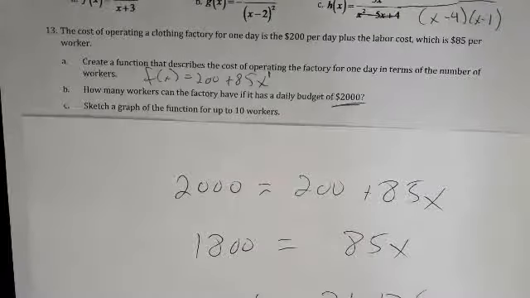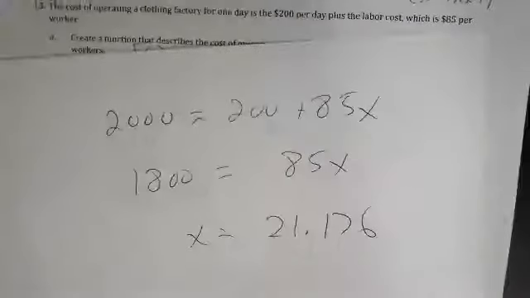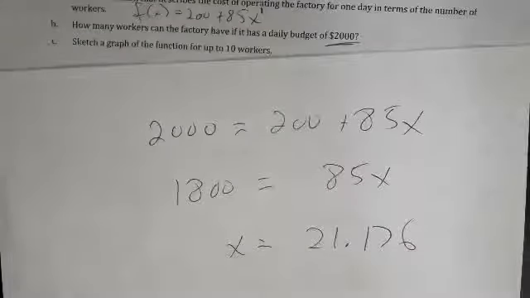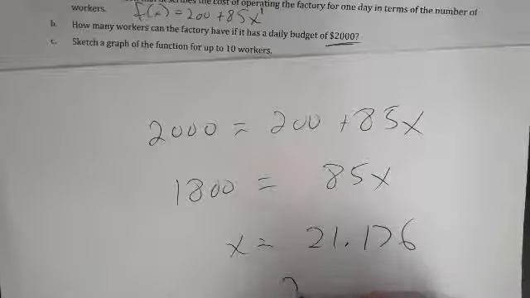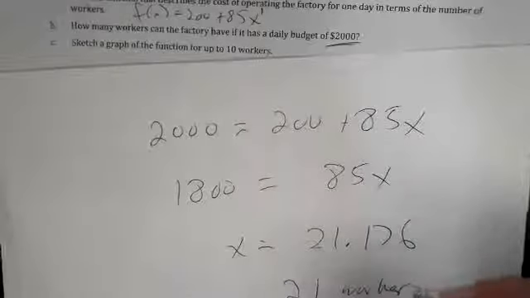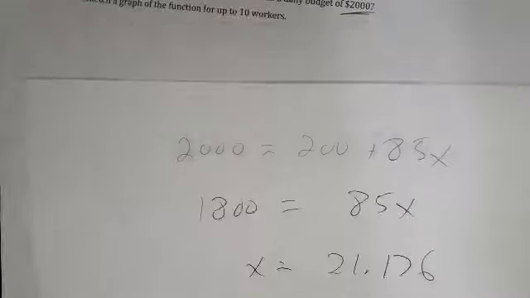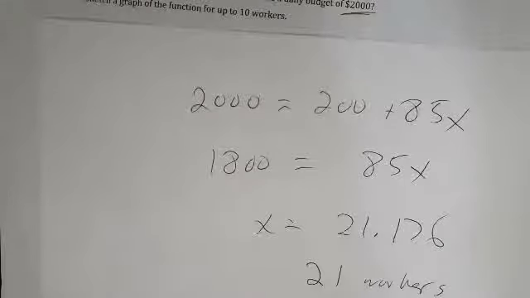How many workers can the factory have if its daily budget is that amount? So I'm getting something like x equals 21.176. So how many workers would you say? If your boss asked you that question and you gave them 0.176, they're probably going to look at you a little funny. But what should you probably say? 21 workers. Absolutely. We're not going to be able to hire 22, right? It's not in the budget. We can hire 21 and a little bit over. You probably want a little bit of slack with your budget anyway.